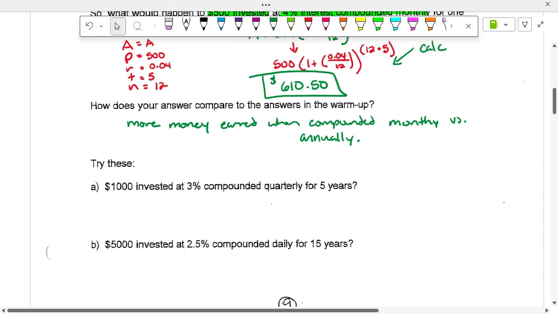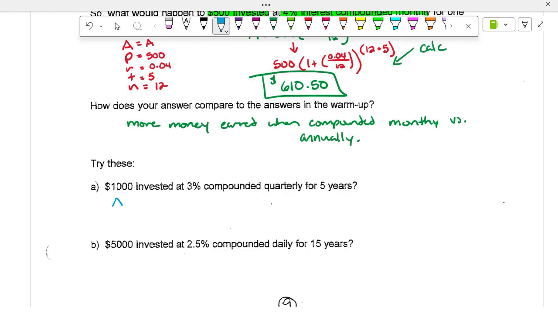Now, to save time for these two problems, we're just going to set up the formula, because after that it's just putting it into your calculator. All right. So for letter A, let's start by labeling all of our variables first.